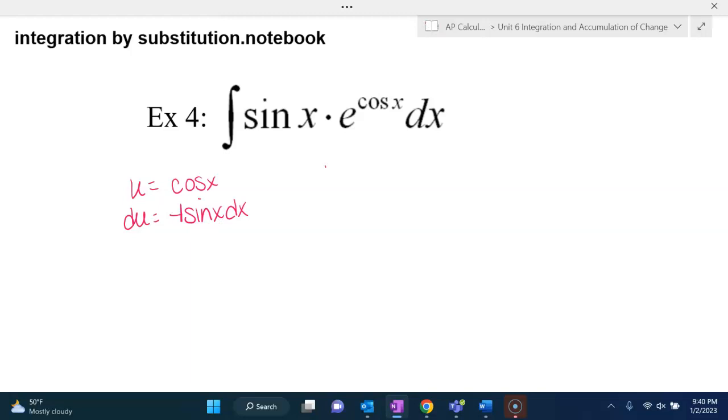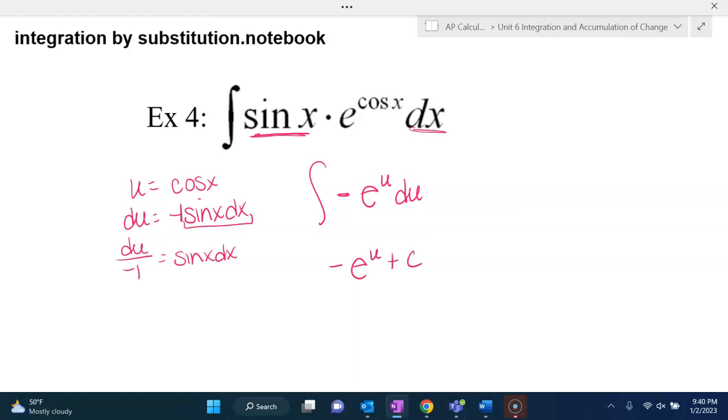So, let's see here. I have an e to the cosine, so that's going to be my e to the u. I have a sine x and a dx, but I don't have that negative 1, so I'm just going to divide that negative 1 to the other side. So I'm going to have du over negative 1. That's the same as just a negative 1 out front. Same difference. Well, the integral of e to the u is just e to the u. The negative drags along. Don't forget your plus c, and put your cosine back in. And you're good.